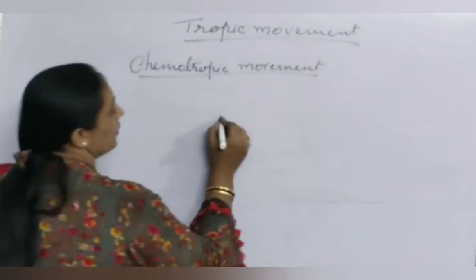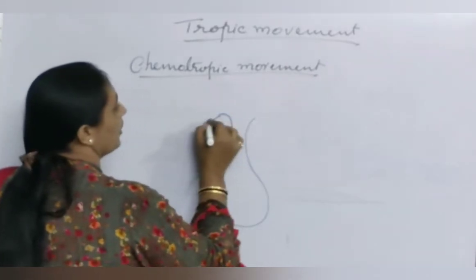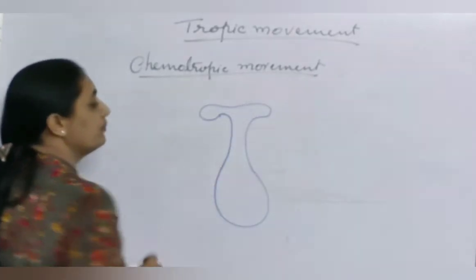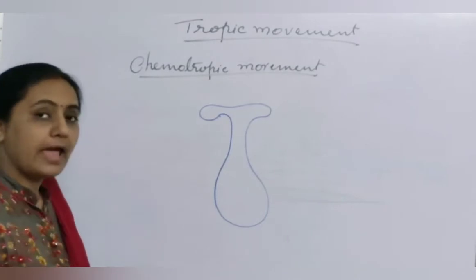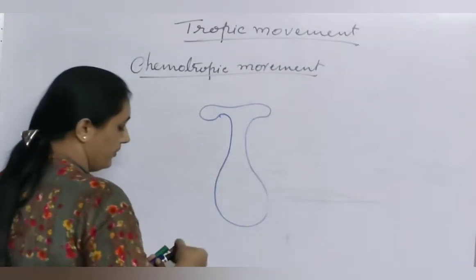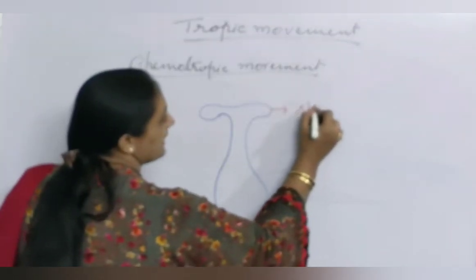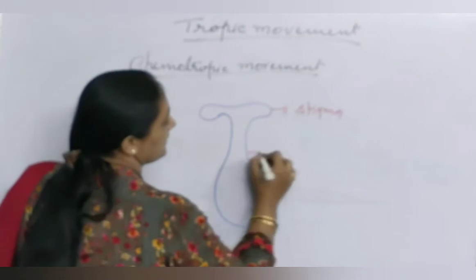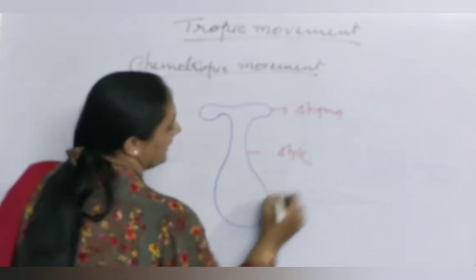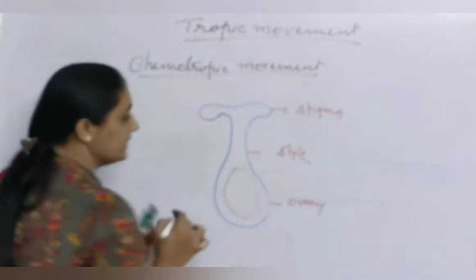Actually, you have studied in 9th standard the process of pollination. Pollination means movement of pollen grain from anther to stigma. So this is the carpel or pistil, where this region is called the stigma. This is the style and this is the ovary. Inside the ovary, the ovule is there.